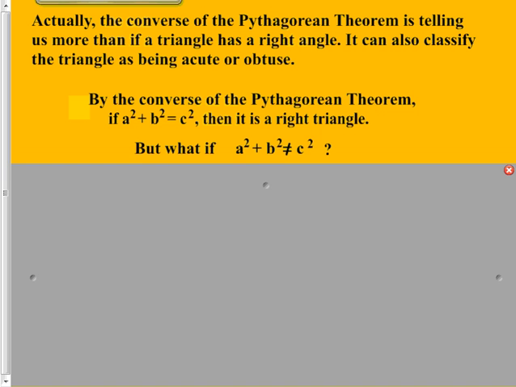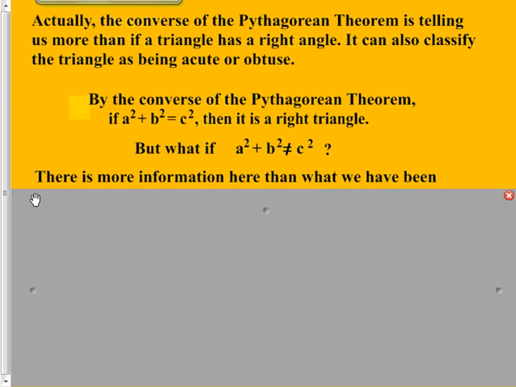Okay, so by the converse of the Pythagorean theorem, if a squared plus b squared does equal c squared, then we have a right triangle. But what if a squared plus b squared does not equal c squared, like we just saw? Well, here's what happens. As I said, there's more information here than what we have been looking at so far.